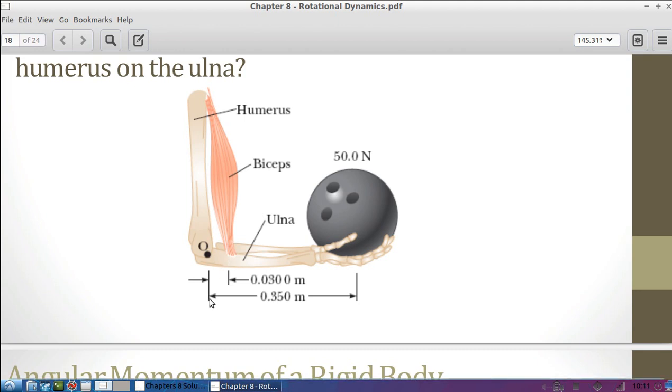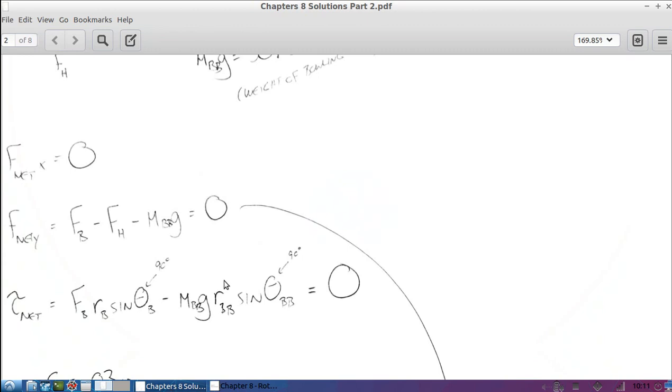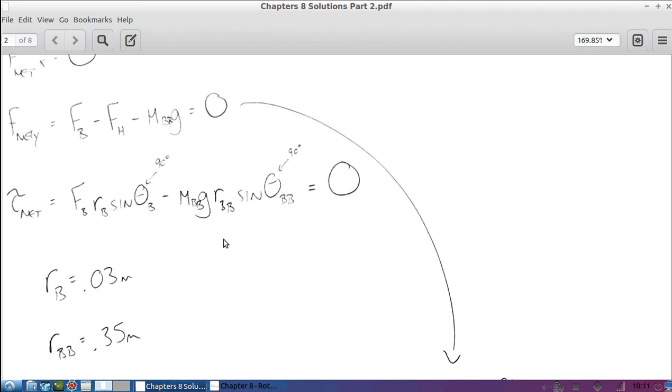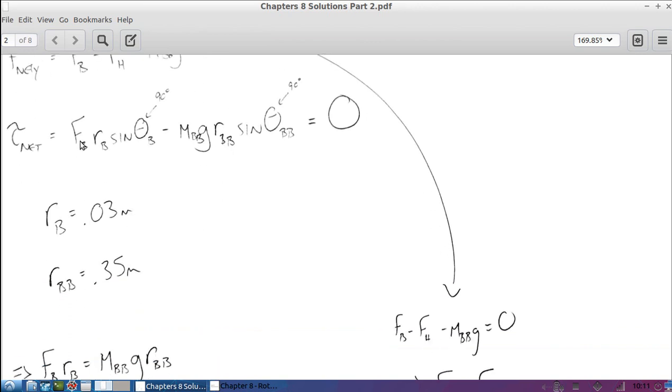The 0.35 meters, this label right here, is the distance between my pivot point and where the bowling ball is applying a force. So I've got my R vectors. It's very nice. I've got numbers. A lot nicer than that seesaw problem where I had to make expressions. So I've got numbers for these, and I also have m sub bb g, that's the weight of the bowling ball. So that's 50 newtons. That is 0.03 meters. That's 0.35 meters. I'm ready to do my algebra and solve for the biceps force.